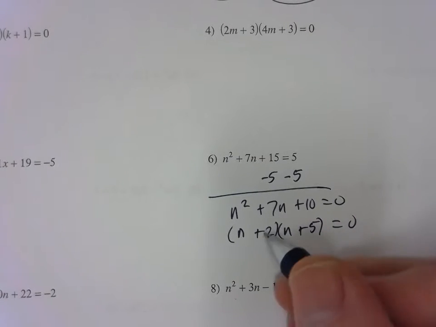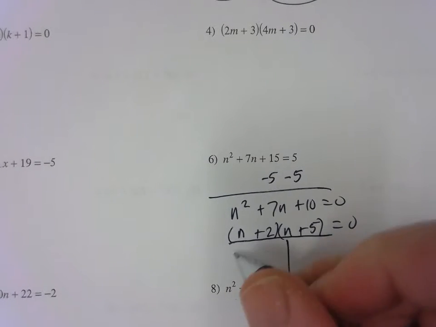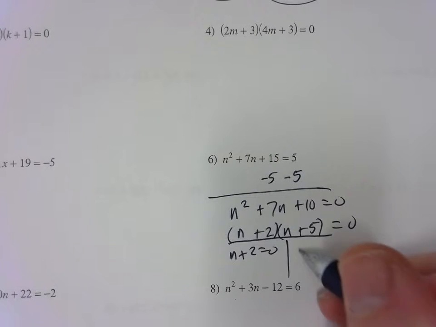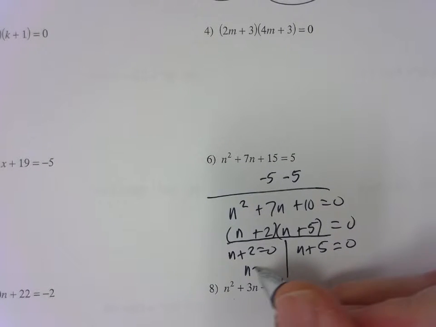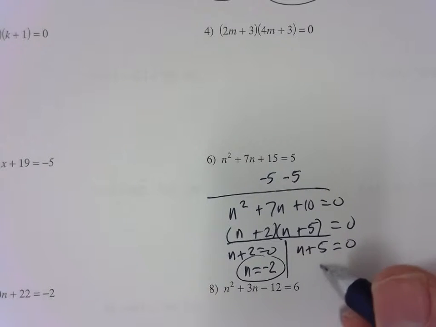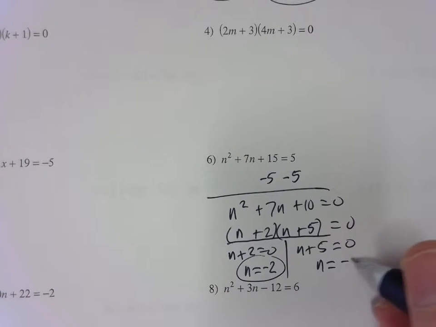Now we're going to set each factor equal to 0. So n plus 2 is equal to 0, n plus 5 is equal to 0. We subtract the 2 over, we get n is negative 2. We subtract the 5 over, n is negative 5.